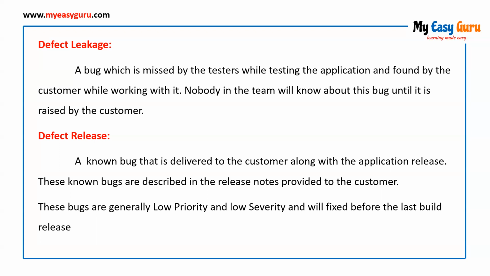So we have already discussed about build and release. Now let's understand what is bug leakage and bug release. In other words, we can define the bug leakage is discovered by the end users or the customers, and it is not detected by the testing team while testing the software or the application.